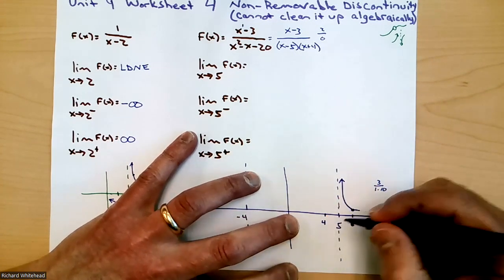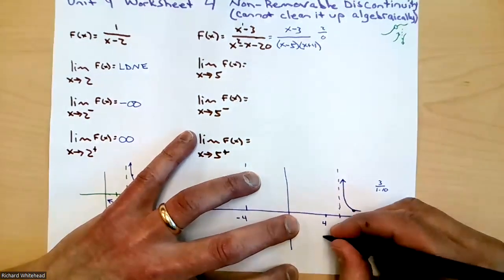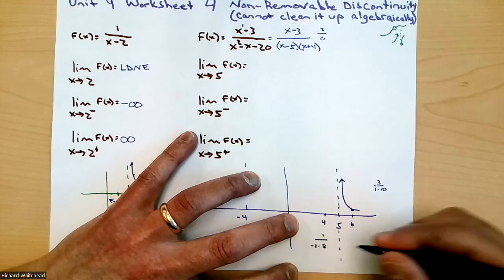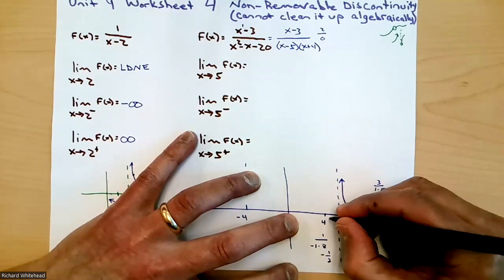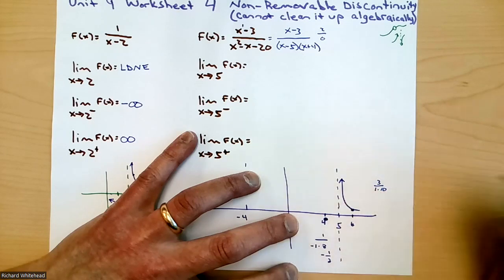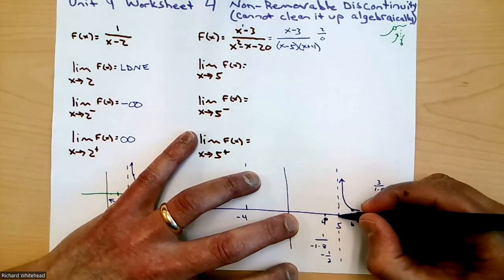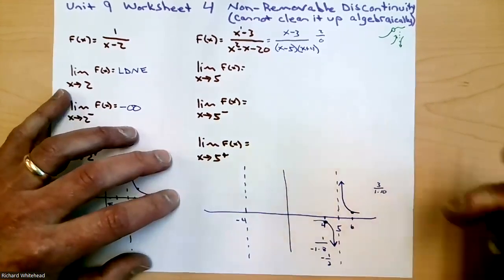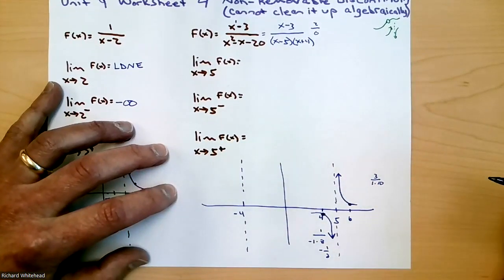If I plug in 4, so I'm going to plug 4 in here. 4 minus 3, 4 minus 5, and 4 plus 4. So that would be -1/8. So when I plugged in 4, I got a negative number. So I'm down here, which is below the horizontal asymptote. So the curve must be shaped like this.